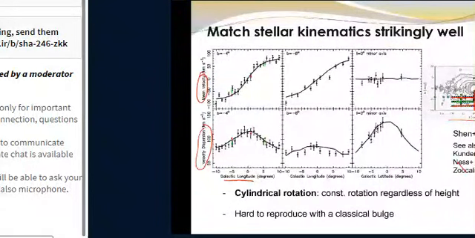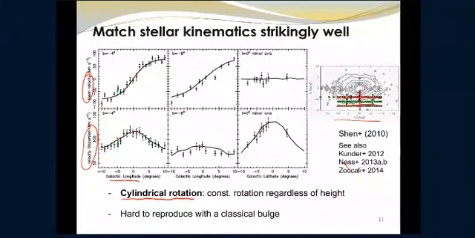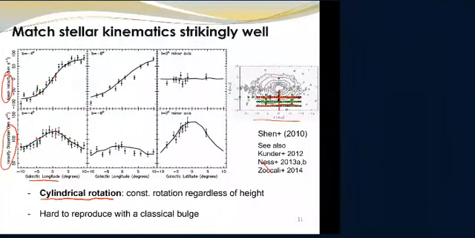And one important characteristic of the Milky Way bulge is that it displays very strong cylindrical rotation, which basically means the rotation is relatively constant regardless of height. So if you go away from the central midplane, the rotation profile is very similar. So this is so-called cylindrical rotation, and this aspect is especially hard to match with a classical bulge.